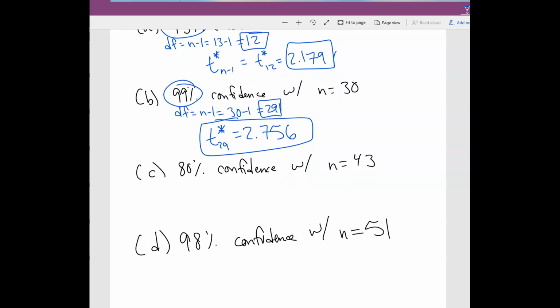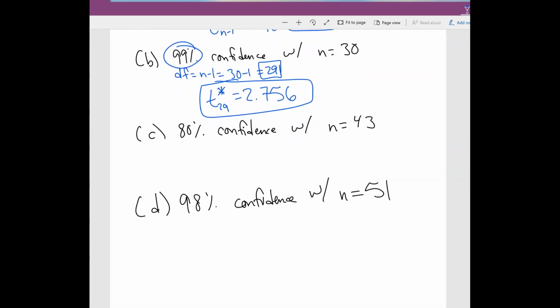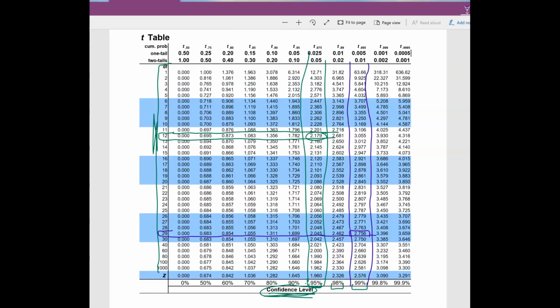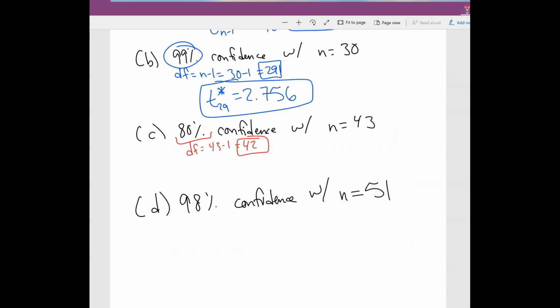Okay, let's do part C. Part C, you want an 80% confidence with n equals 43. So now, my degrees of freedom is going to be 43 minus 1, gives me 42. And you want it at an 80% confidence. Okay, so 80% confidence is right here. Here's 80%. All of these guys are 80% confidence. And we want to do it at 42.